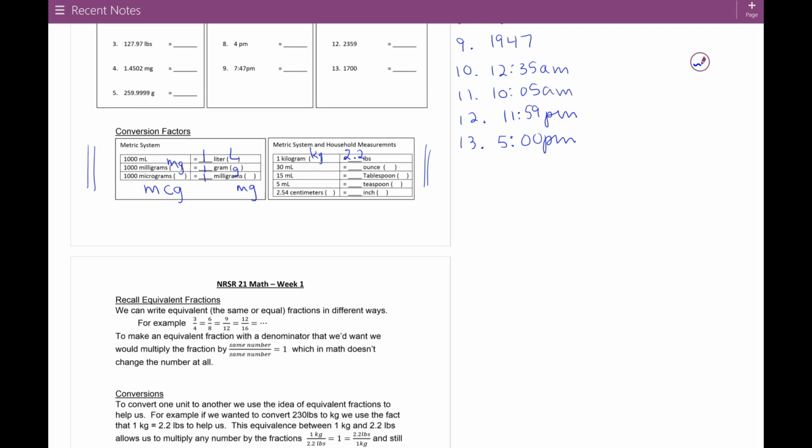30 milliliters is 1 fluid ounce. There's a distinction between fluid ounce and a weight of an ounce. They're the same for water.